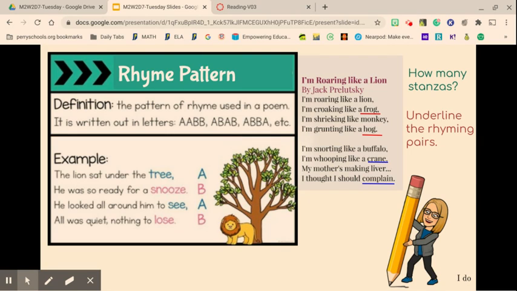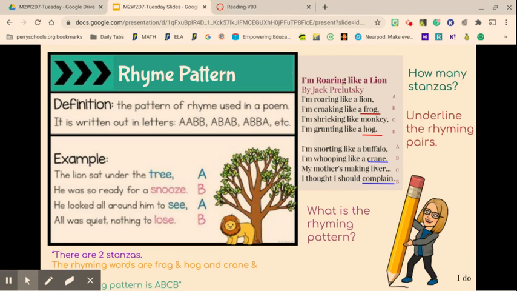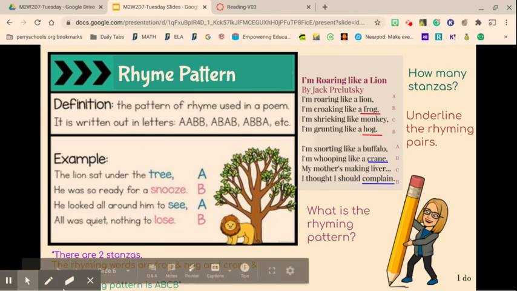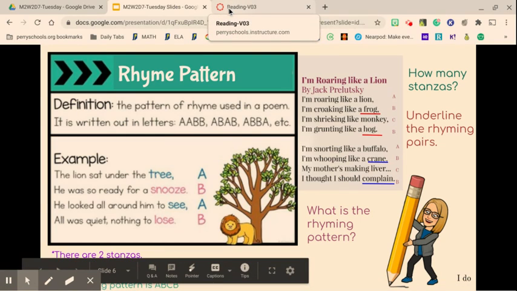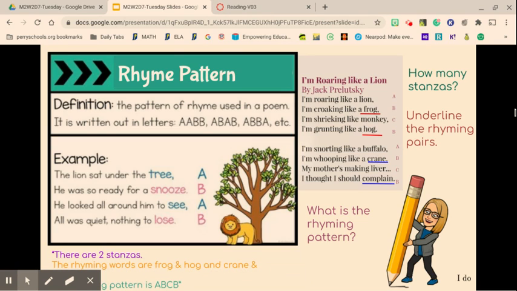Same thing at the bottom. Buffalo becomes A, crane becomes B, liver becomes C, but then complain rhymes with the B word. So my pattern is A, B, C, B. So my response that I could have would be, there are 2 stanzas, and the rhyming words are frog and hog, and crane and complain. The rhyming pattern is A, B, C, B.